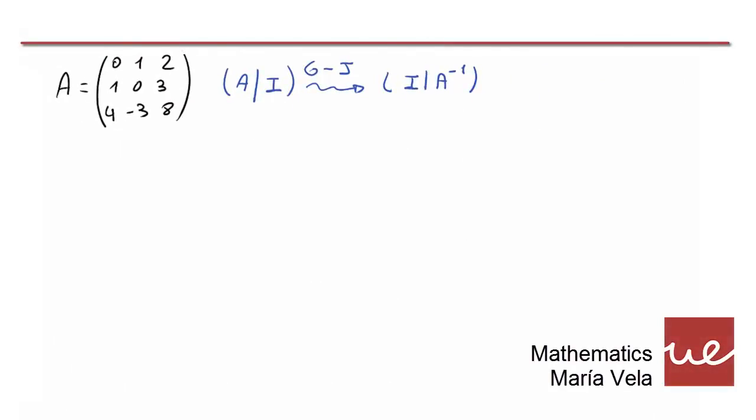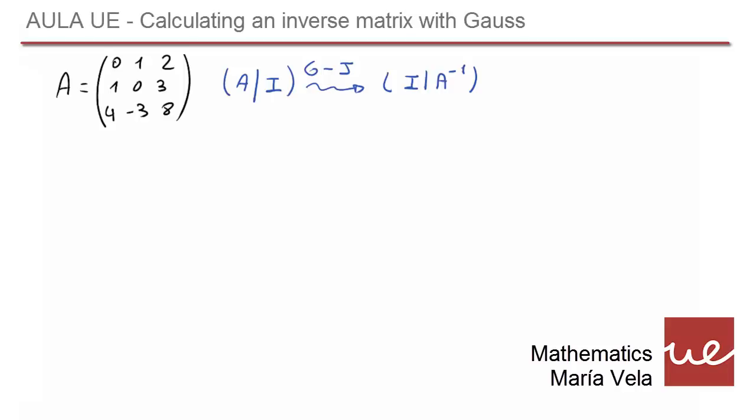We are going to see an example on how to use the Gauss-Jordan method to find the inverse of a matrix. Let's suppose that we are given the following example: A is equal to 0, 1, 2, 1, 0, 3, 4, minus 3, 8. We are going to apply the Gauss-Jordan method in order to find the inverse. So we write down A and then the identity matrix, apply Gauss-Jordan, and find out the identity on the left and the inverse on the right.